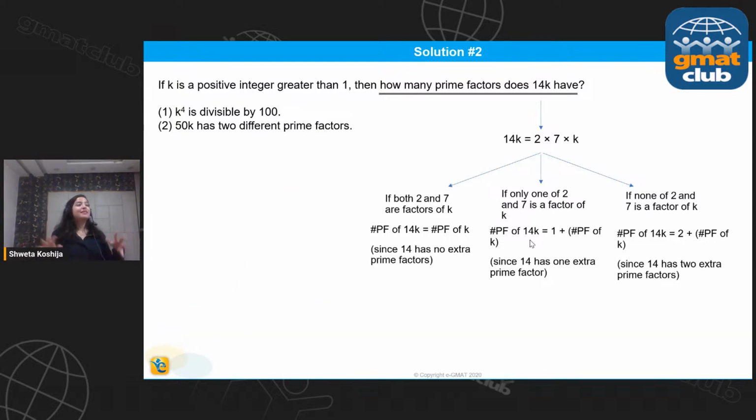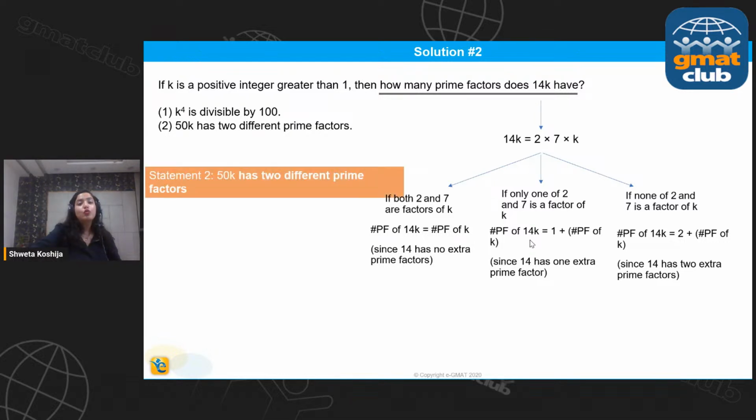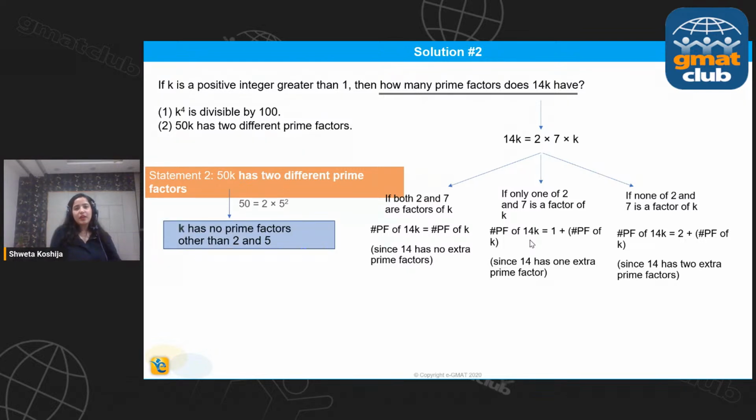So every time you understand a mistake that you tend to make, make a note of it and be very careful next time on. Second statement is 50K has two prime factors. So it's a product. Now 50 already has two prime factors, no? It has 2 and 5. If 50K also has two prime factors, then what did K do? K did nothing else. K did not add anything new. That means K has nothing other than 2 and 5. It can have 2 and 5 or one of them or none of them, but nothing else. So it may have a 2, it may have a 5, or it may have both of them.